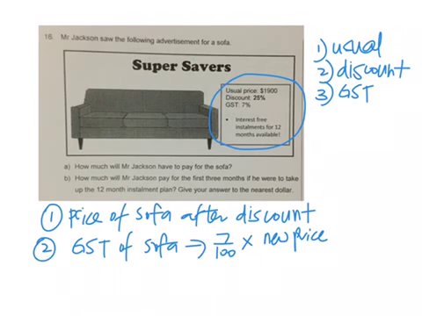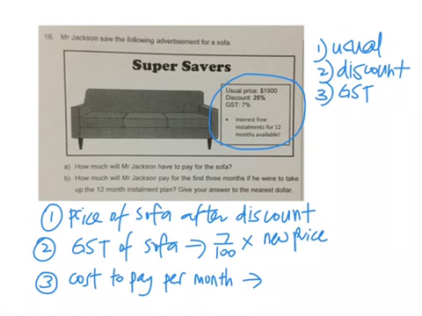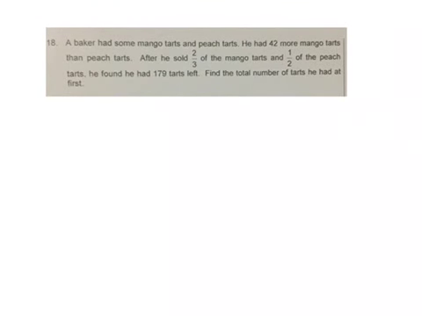So using the price to find out part B, I need to find the cost to pay per month, which is the new price divided by 12, and then I need to find out how much he needs to pay for the first 3 months. So 1 unit times 3. We have a question similar to question 18 before as well.